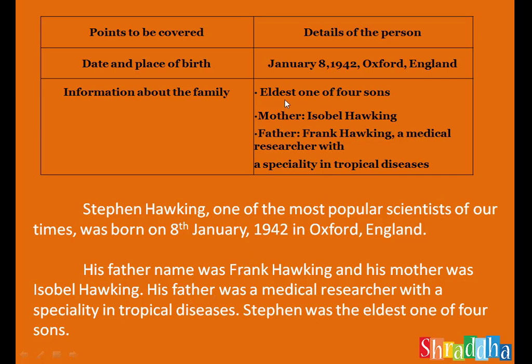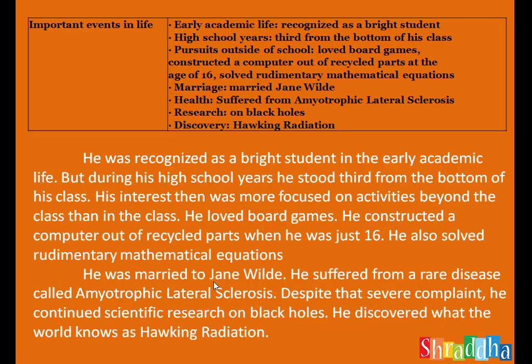Next, Stephen Hawking, eldest one of 4 sons. This is the object. Who was eldest? Stephen Hawking. What is the verb? Was. Stephen was the eldest one of 4 sons. Just write the object and provide the verb and the subject, then it will become a sentence. His father's name was Frank Hawking and his mother's name was Isabel Hawking. His father was a medical researcher with a specialty in tropical diseases. Stephen was the eldest one of 4 sons. So let us move to the next one.